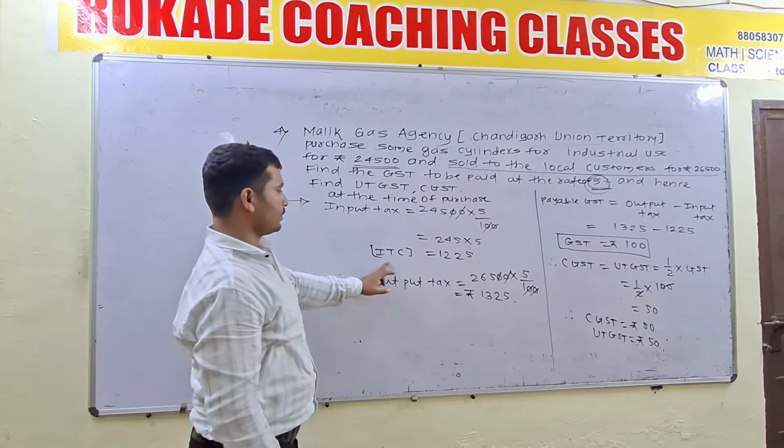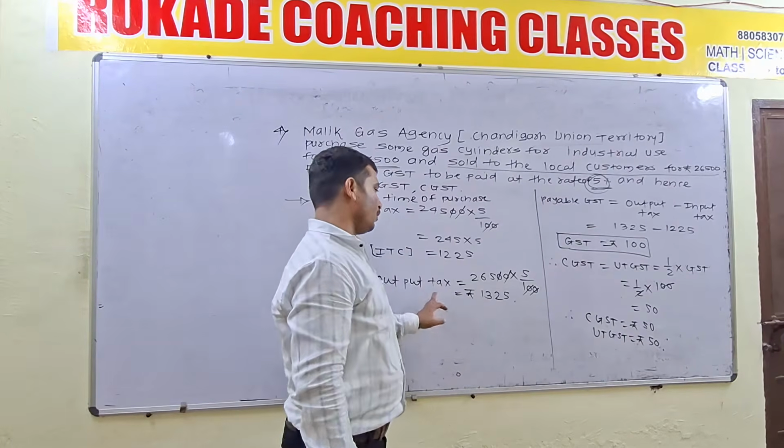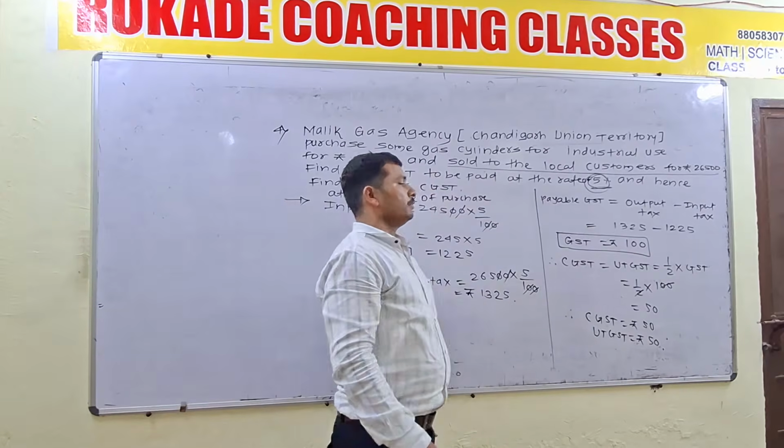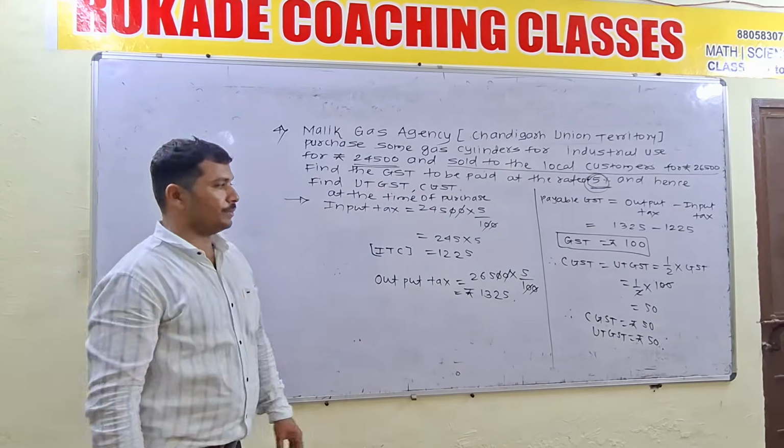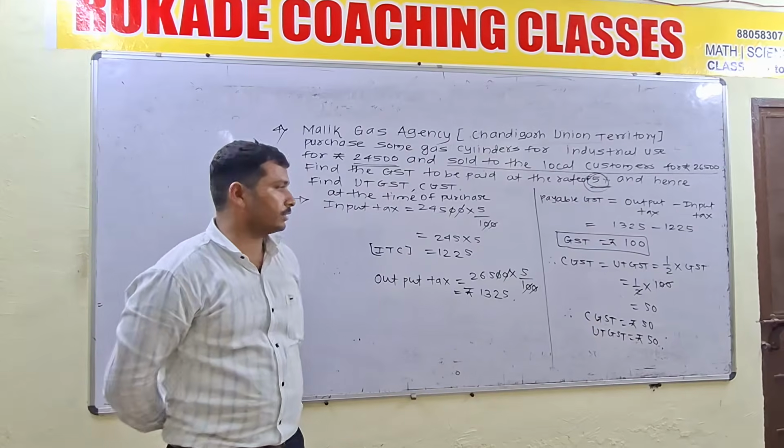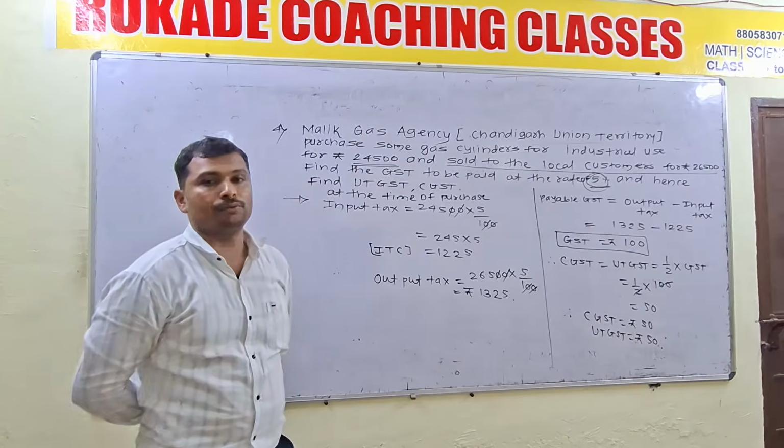There is the input tax 1225, output tax 1325. Payable GST is 100 rupees. Next, CGST is equal to UTGST.